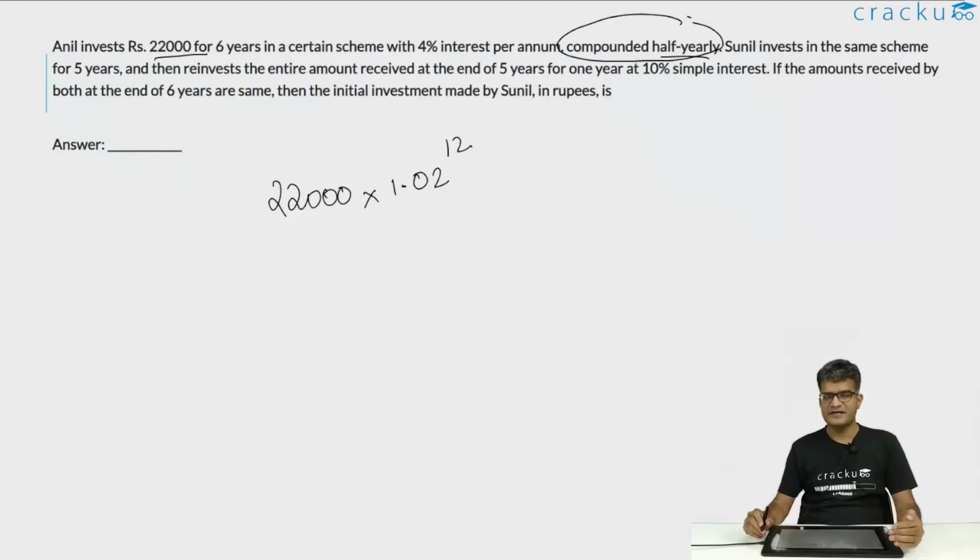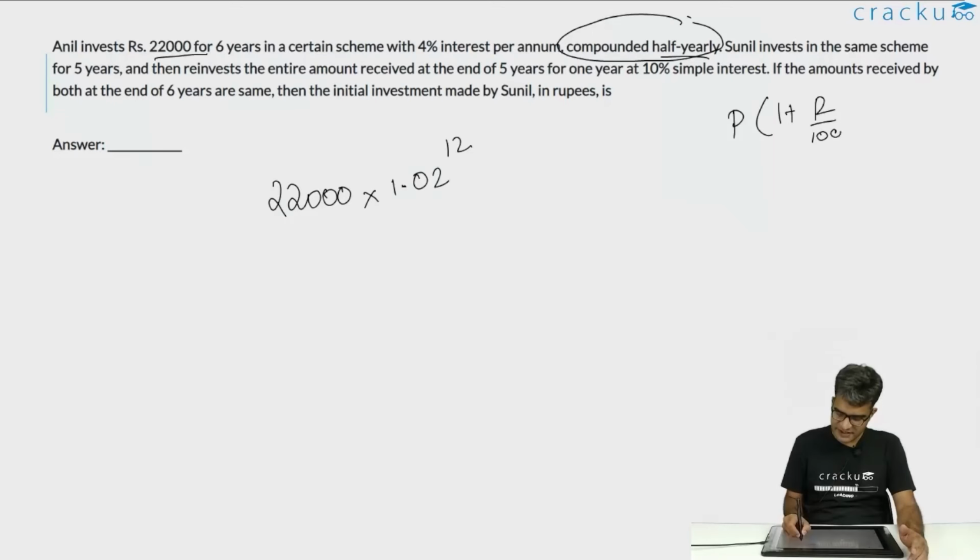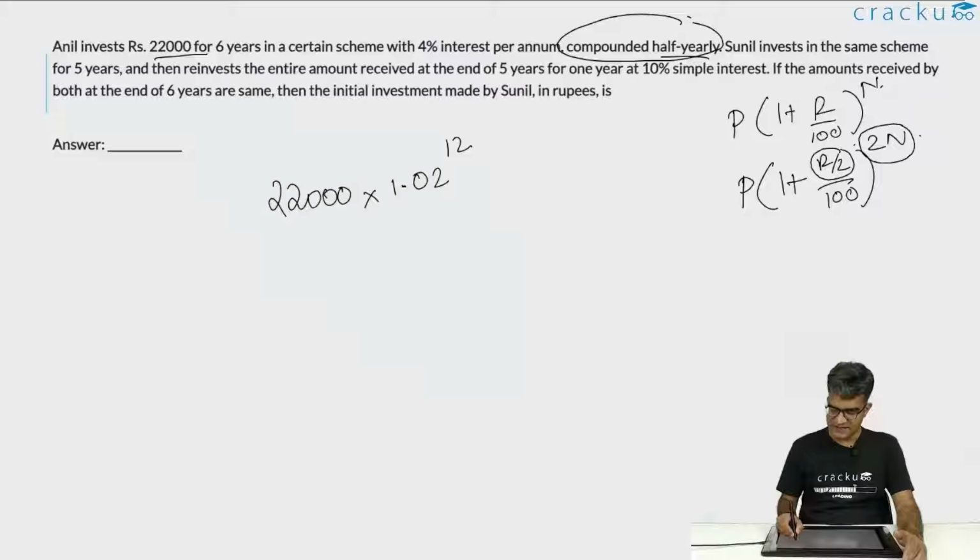If an interest is compounded yearly, the amount will be principal into 1 plus rate of interest divided by 100, whole to the power n. If it is compounded semi-annually, that is, if it is compounded twice every year, the amount will be principal into 1 plus r by 2 divided by 100, to the power 2n. So we basically divide the rate of interest by 2 and we multiply the time period by 2. So in this particular case, this will be 12 time periods. The rate of interest effectively for every time period is 2%.